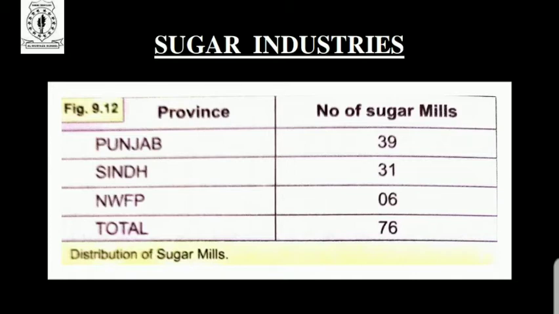The figure which is given over here, we will only focus on Punjab, which contains 39 sugar mills, because this is the only thing included in your SLO.